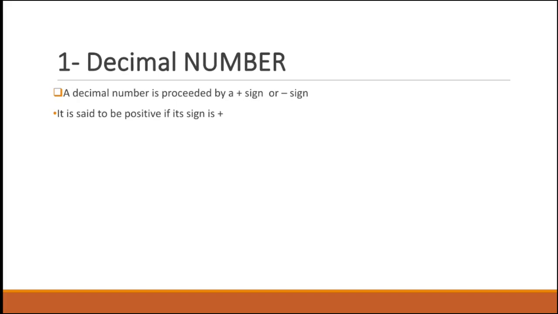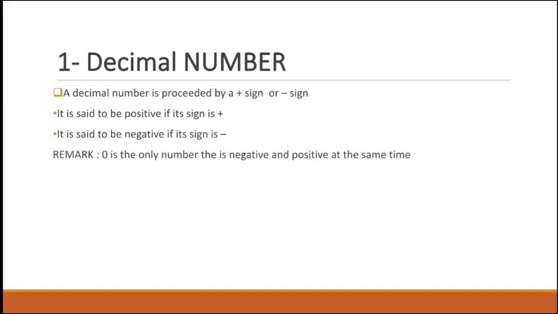For example, plus 5, plus 9, plus 12. And it's said to be negative if its sign is minus. Example, minus 6, minus 17, minus 204, and so on. Keep in your mind that 0 is the only number that is negative and positive at the same time.